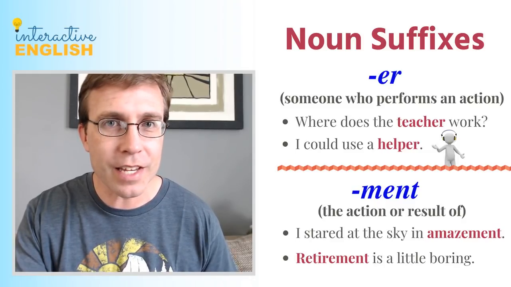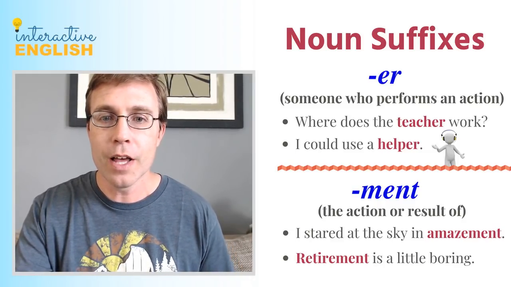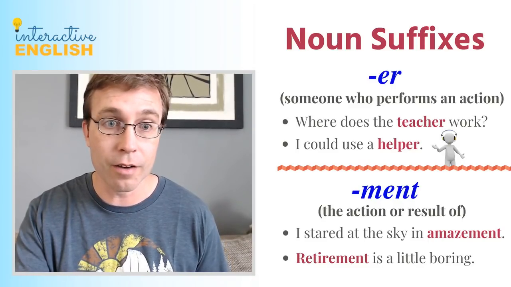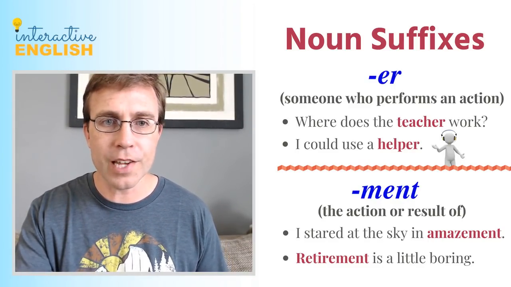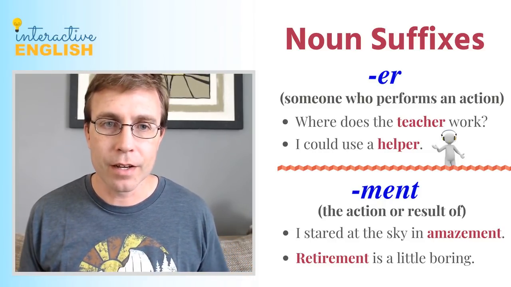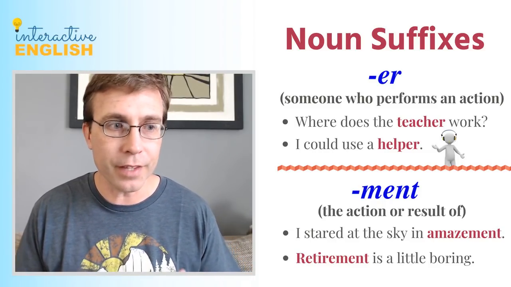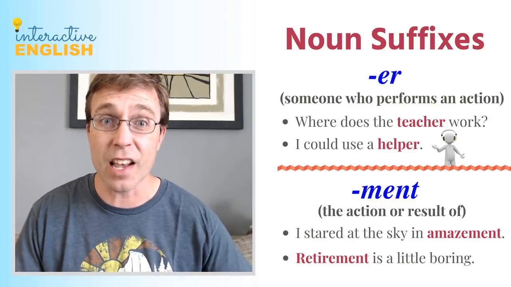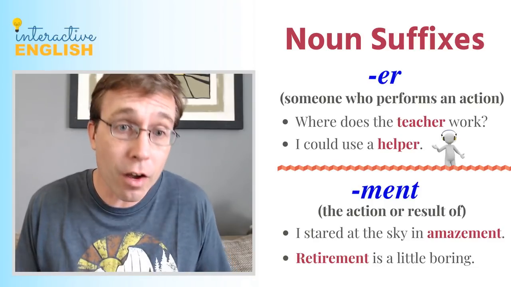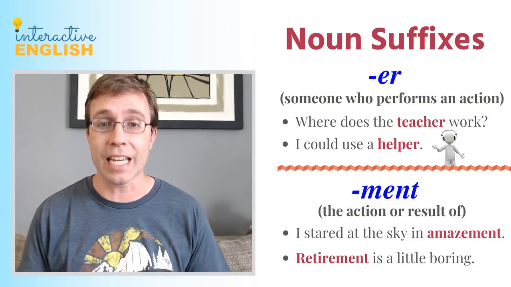And if you see this suffix, we're talking about the action or result of something. So for example, I stared at the sky in amazement. Most of the time we think of the adjective, something is amazing. But if we want to say the noun, amazement, and often it's used with that preposition in.